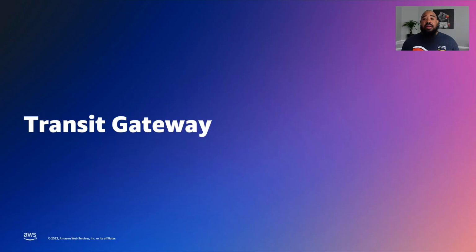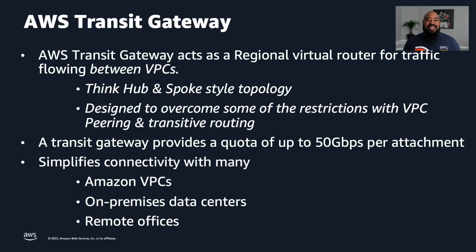Now, VPC peering solves the challenges of connecting one VPC to another VPC. What happens when we need to expand beyond that? To help with this, we have the AWS Transit Gateway. So what is a transit gateway? Transit gateways are a regional network transit hub that you can use to interconnect your VPCs and on-premises networks.